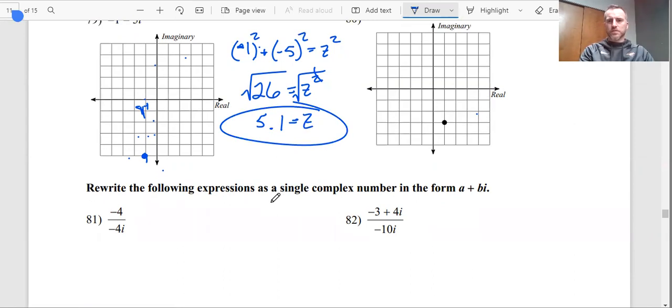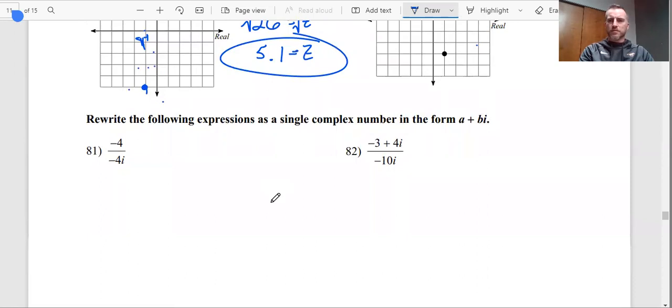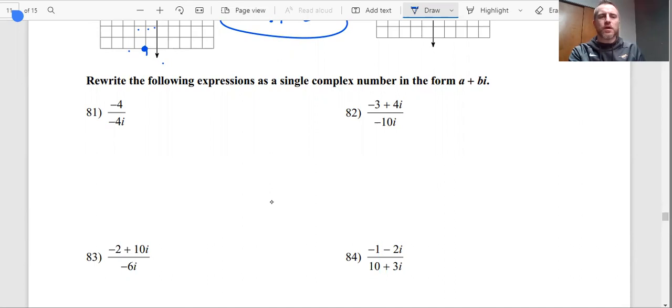Now let's divide some complex numbers. What we talked about was that we don't want an i in the denominator. So the way we get the i out of the denominator, if it's just negative 4i, all we have to do is multiply by i over i. In the numerator, what happens is we get negative 4i. In the denominator, we get negative 4i squared. The reason that's valuable is because i squared is negative 1. So what we really got is negative 4i over negative 4 times negative 1.